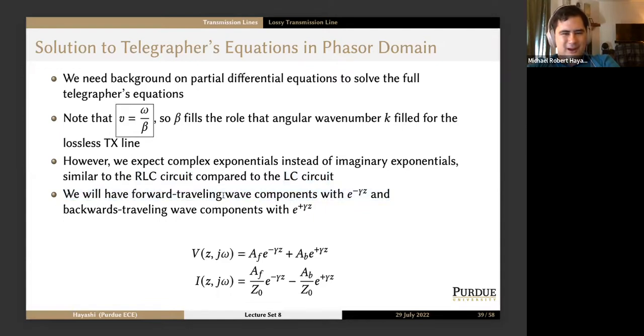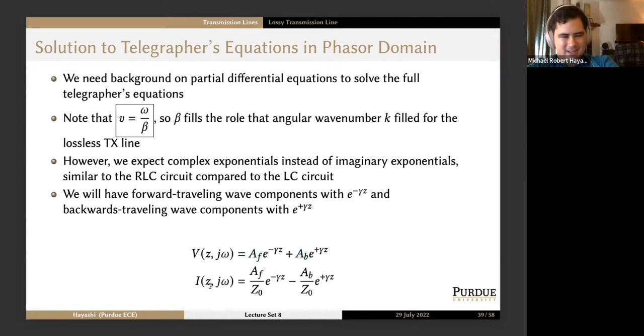So we're going to have forward traveling wave components with e to the minus gamma z, and then backward traveling wave components with e to the plus gamma z. And remember, gamma is a complex number, so this works out a little bit more complicatedly. So V as a function of z and j omega is A_f e to the negative gamma z plus A_b e to the positive gamma z. A_f is the forward amplitude, A_b is the backwards amplitude.